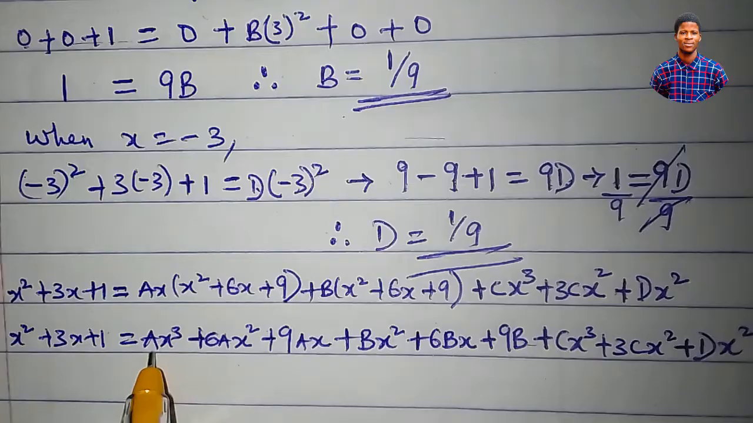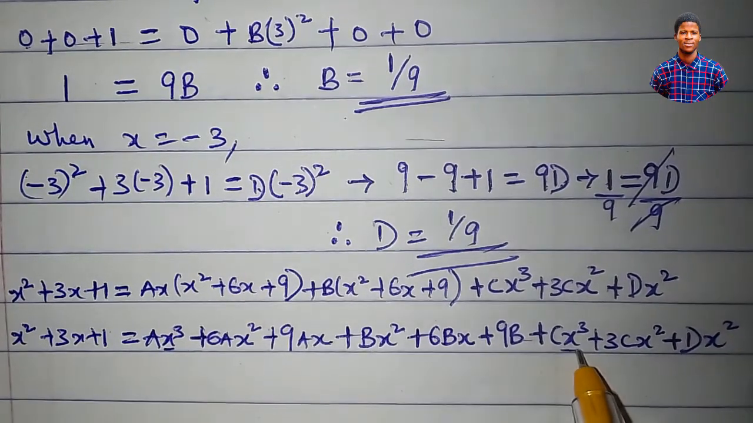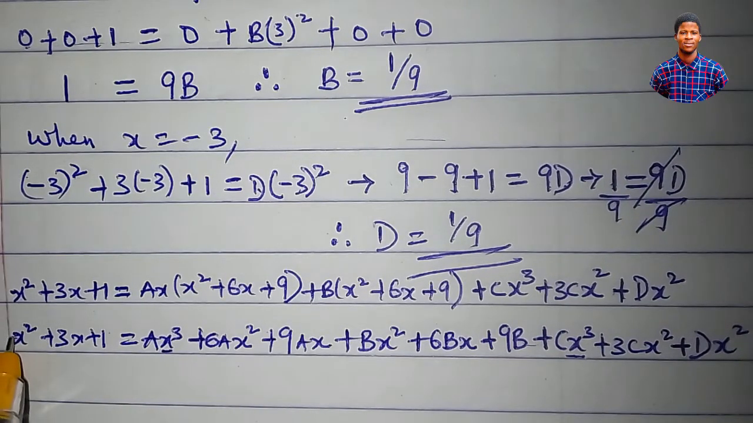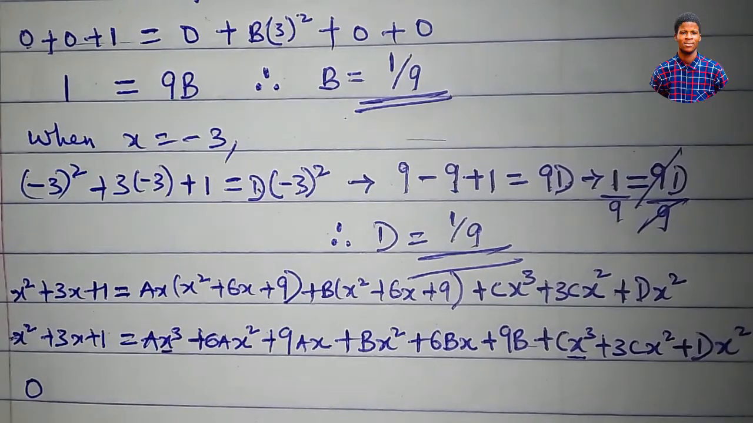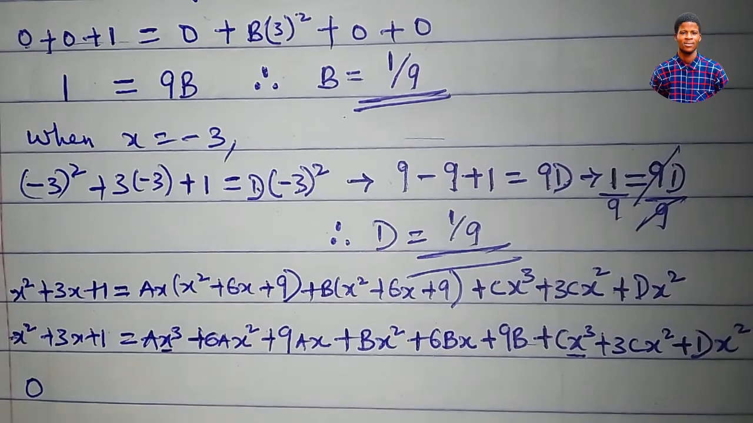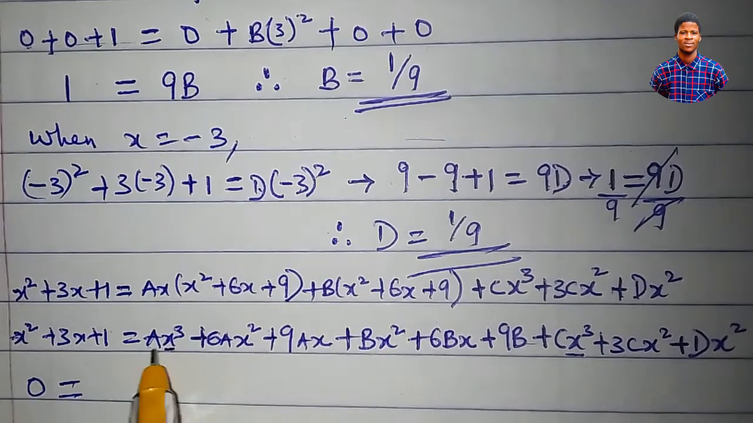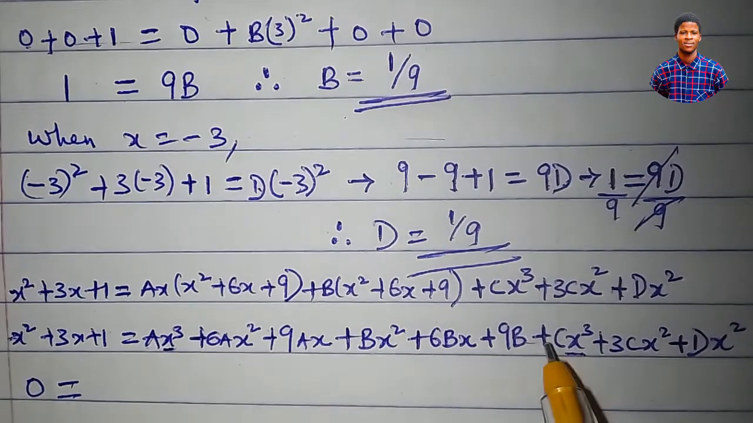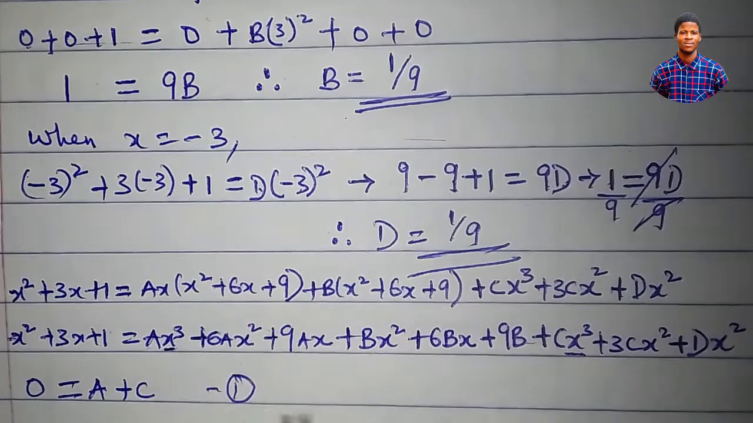Now, I am having terms in s cube here, as cube and cs cube. But at the right hand side, there is no expression in x cubed. So we will take that to be 0, since there is no expression in s cube. What I'm doing now is comparing coefficients, okay? There are terms in s cube, as cube, and cs cube. Their coefficients are a and c. A plus c equals 0. This is equation 1.